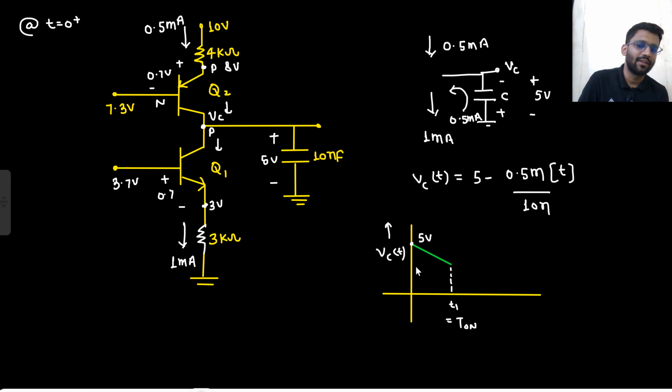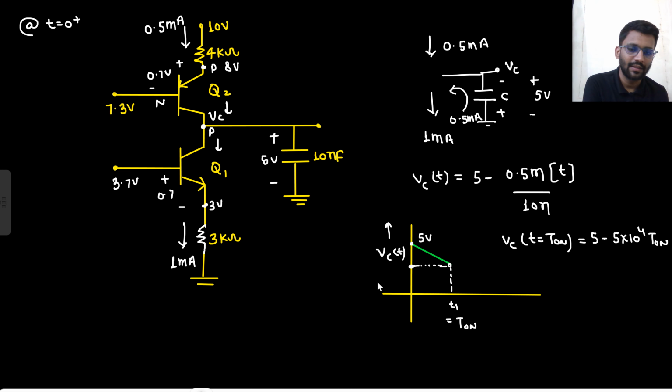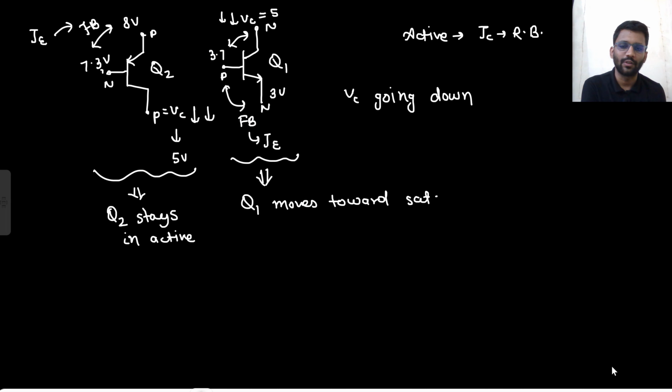So for 0 to T1, what will be this potential? Can you write it down? VC at T equals T1 would be 5 minus 5 into 10 to the power 4 into T1. That's it. Okay, now at T equals T1 plus, what will happen?